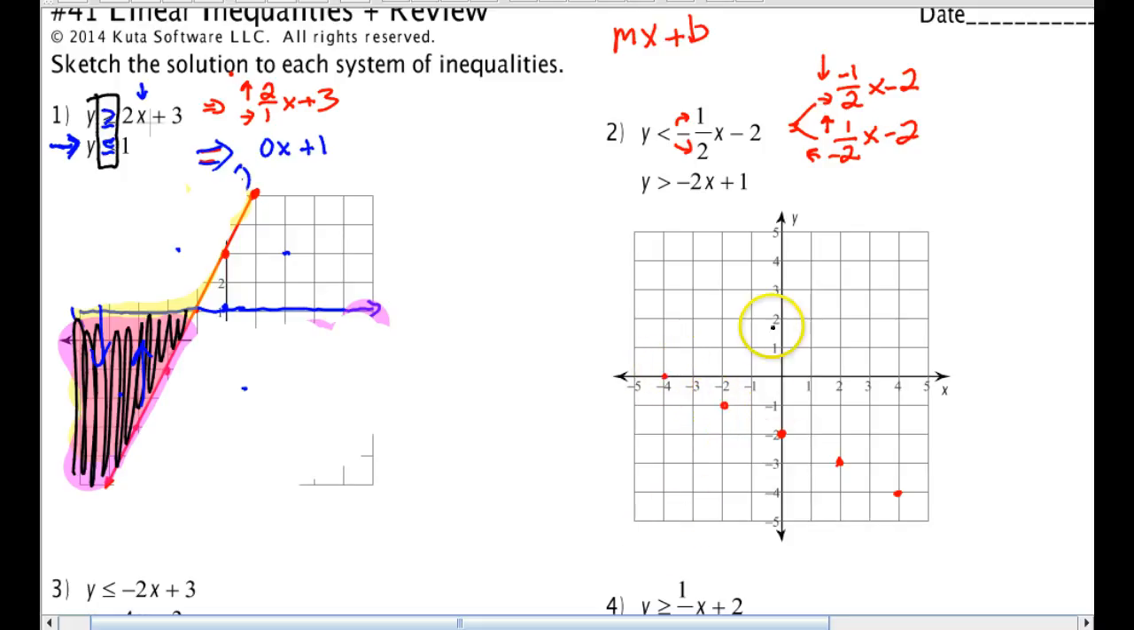Okay. We okay here? Good. Okay, what's wrong with this graph? What's wrong with this line? It's not supposed to be dotted. That's the only thing different here.